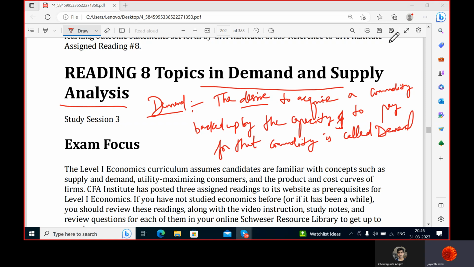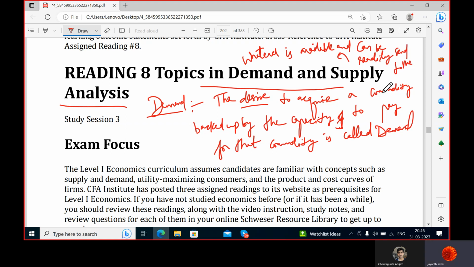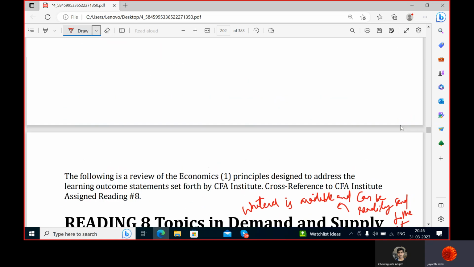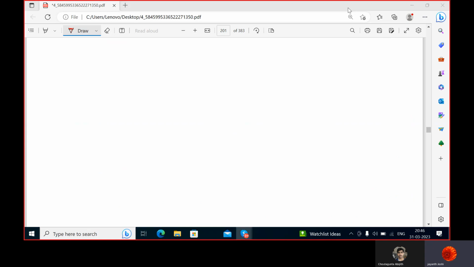What is supply? Whatever is available and can be readily sent to the market is called supply. There are two laws for these two things. Once we understand the law, we can go for elasticity. Next topic is elasticity. The law of demand.